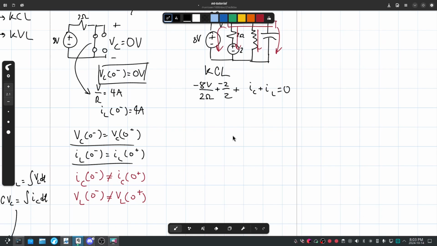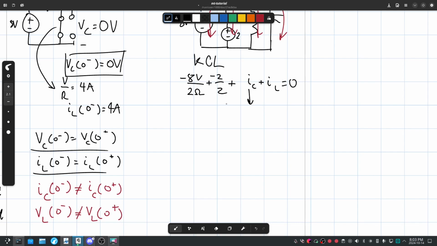So we have IC, which we can convert into... we know that this is the capacitance times the derivative of the capacitance voltage, which is exactly what we need. And we know the current of the inductance at 0 plus. We calculated here, it's 4 amps. And obviously we can calculate this, it's going to be -1, that's going to be -4.